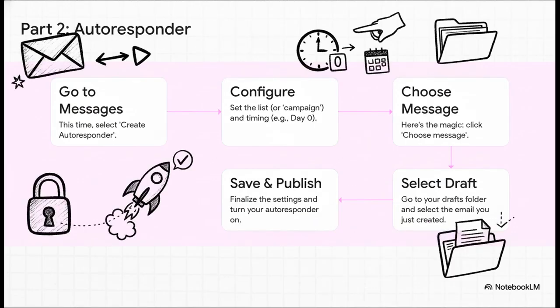Okay, now for part two, the magic. Now you go and click Create Autoresponder. You set your rules, like when it should send, say on day 0 for a welcome email. Then, when it asks you to create the email, you don't have to. You just click that beautiful little button that says Choose Message, head over to your drafts, and there it is. You just select the email you already wrote, hit Save and Publish, and you're golden.